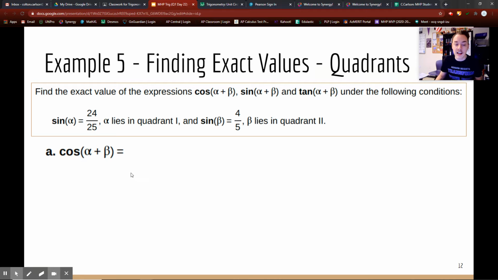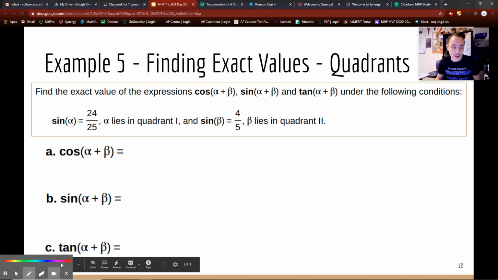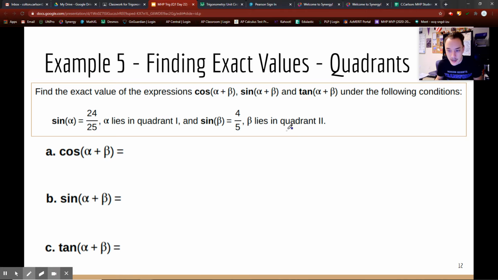I want to find cosine of alpha plus beta. I want to find sine of alpha plus beta. And I want to find tangent of alpha plus beta. Okay? I want to find all of these. So I'm going to start out really simple, really nice for you. I'm not going to start out really, really mean. Okay? So what does this mean? It wants us to find all of these. How do I find all of these?